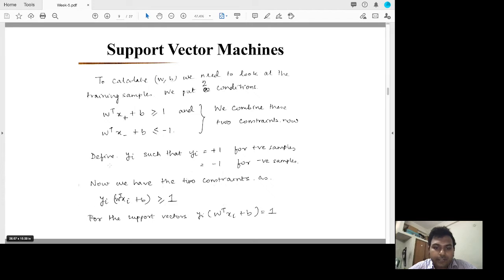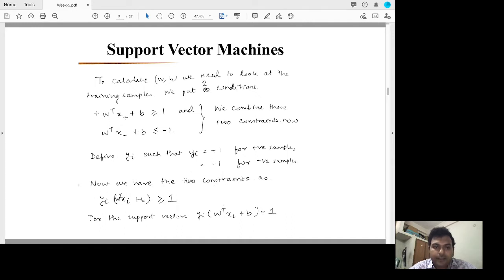Now we can combine these two constraints in this one equation: yi into w transpose xi plus b is greater than or equal to 1. How we combine these two constraints into this one constraint is clear, right? Or should I detail it a bit more? Please detail it. Not clear.